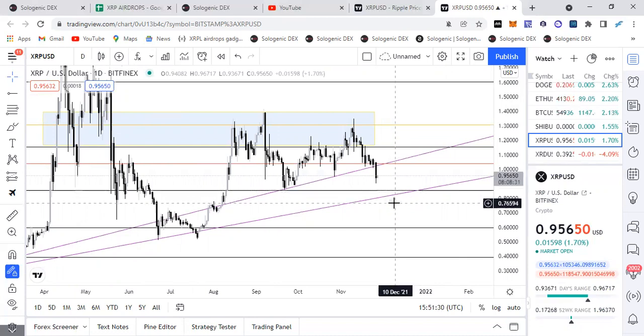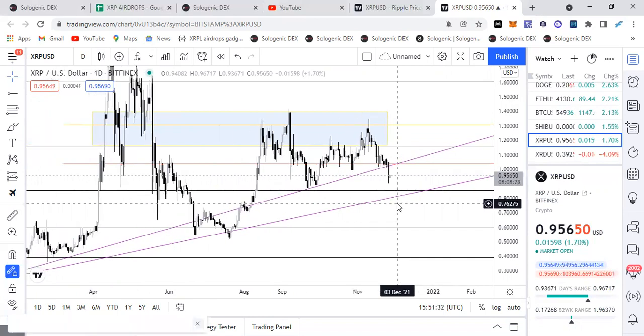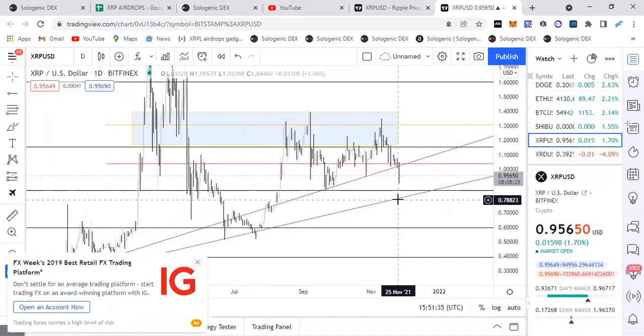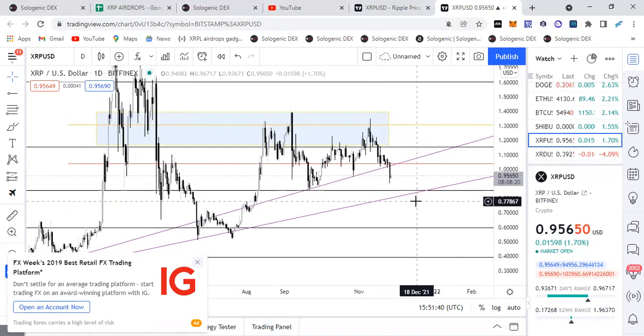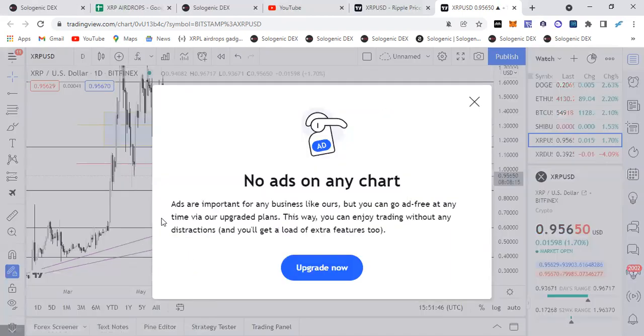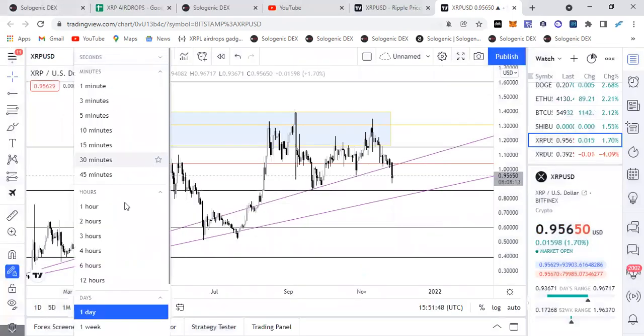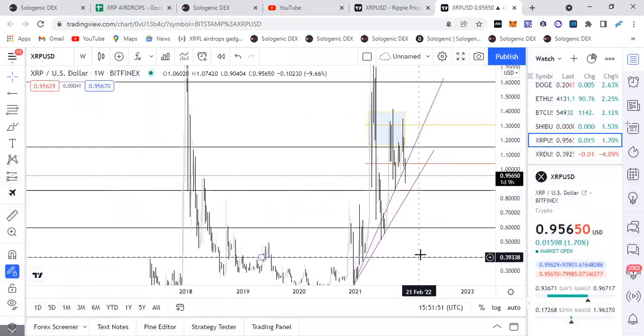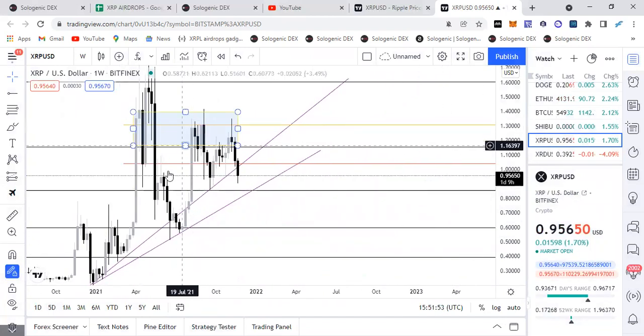I heard talks of 76 cents. I don't personally see XRP there, but also I can see that price. Just because you know how XRP moves, you got to expect certain things. And then if we were to, because this was a lower low, this is a lower low right here.